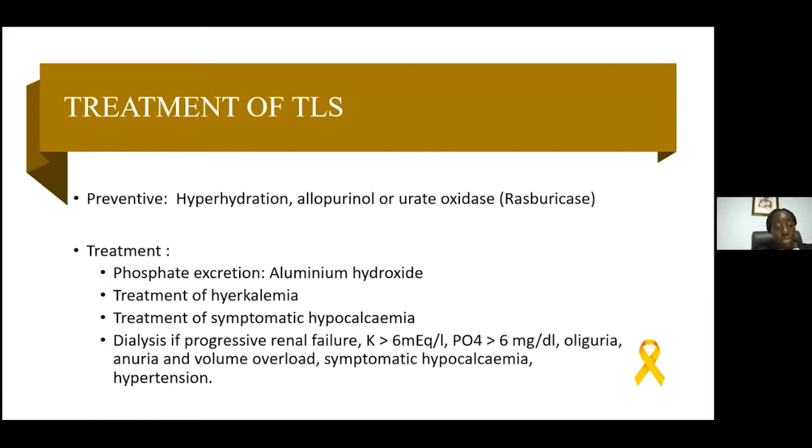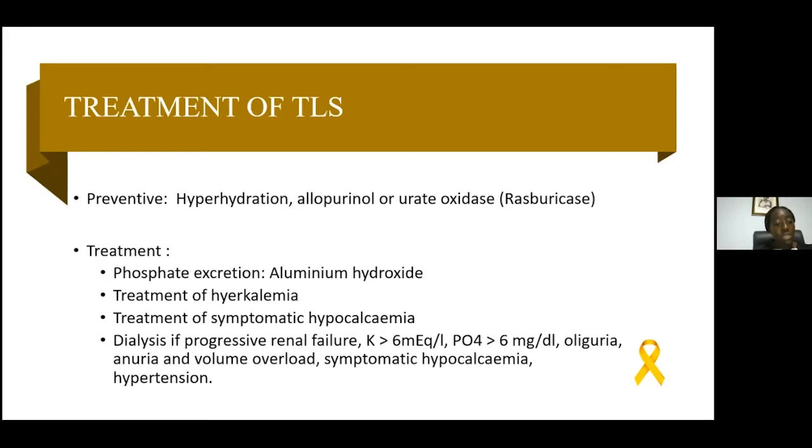Both are used in the management of hyperuricemia, but allopurinol is limited in its function in that it only prevents the formation of uric acid. So if you already have a lot of uric acid, it will just prevent further formation, but you have to mop up the already accumulated uric acid. So in that case, you would rather use a urate oxidase.